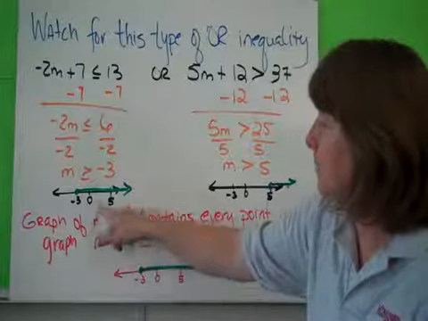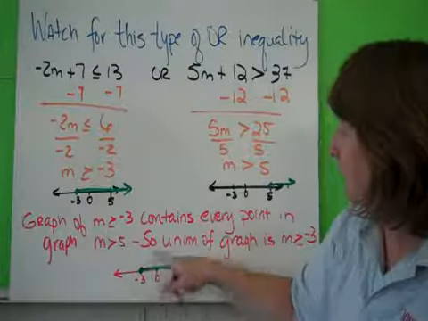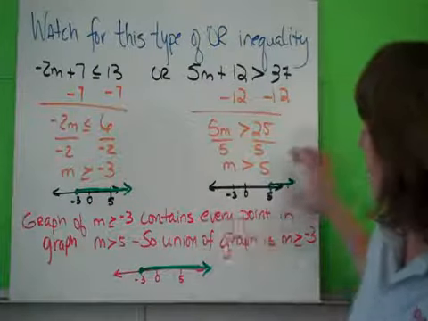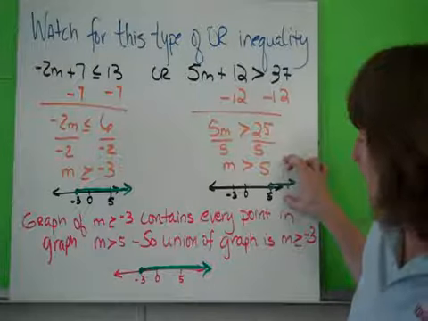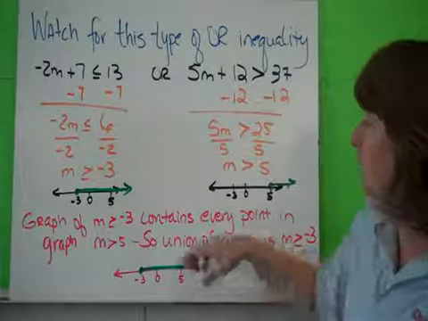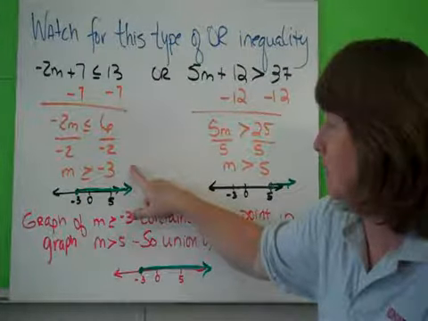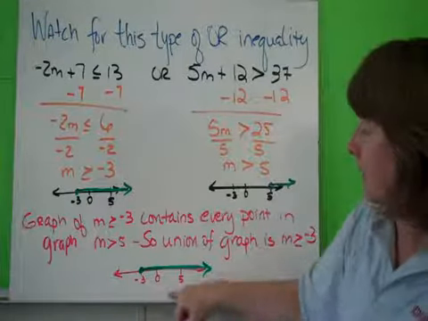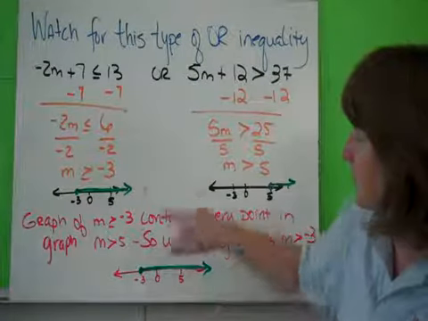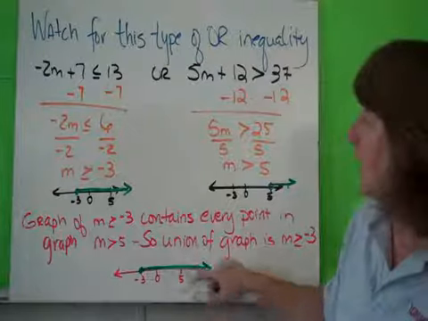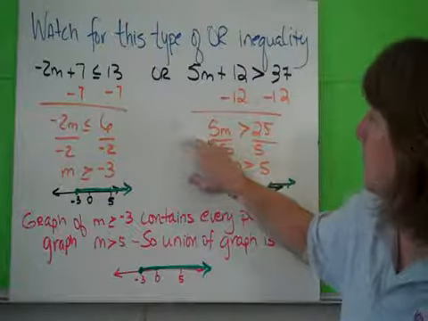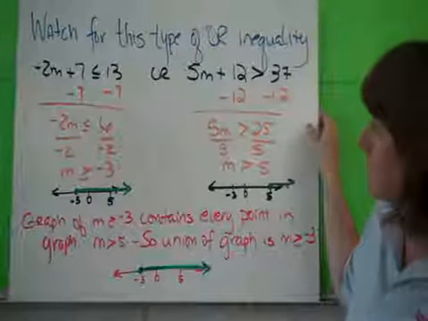So the graph of m is greater than or equal to -3 contains every point of this graph. So therefore, the union of the graph is just m is greater than or equal to -3, and that is the way it would graph. This is the same graph from here to here. And that is the time when you have to watch about the OR inequalities.